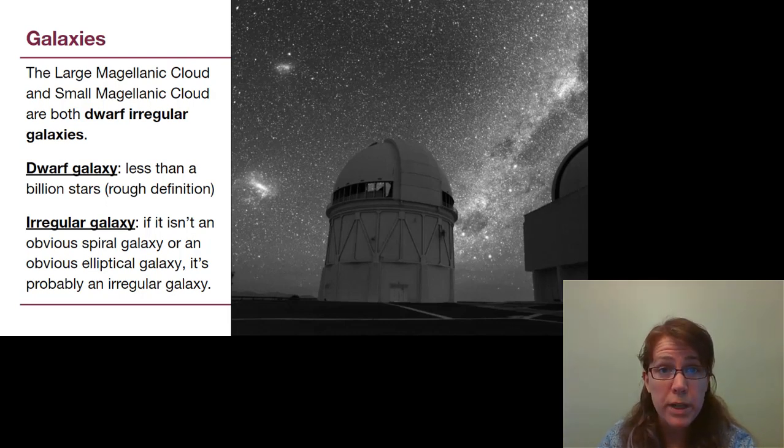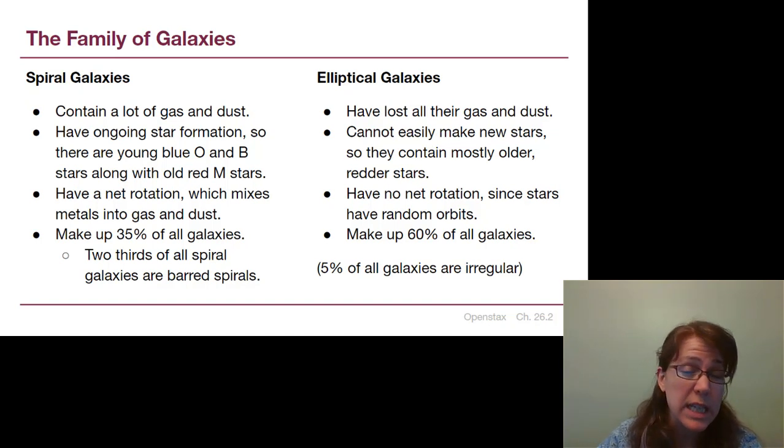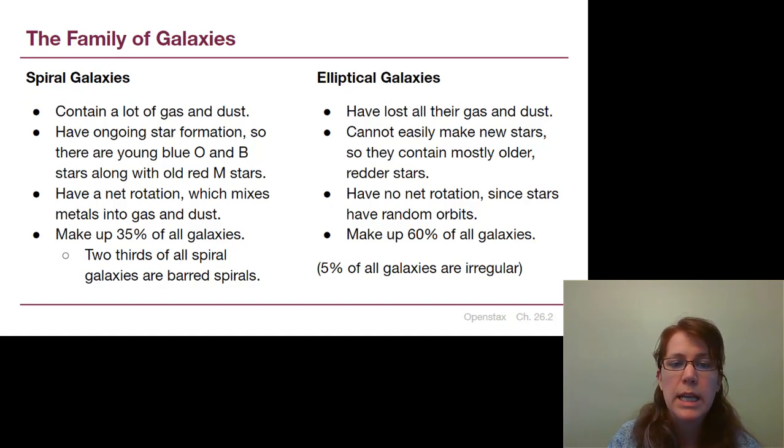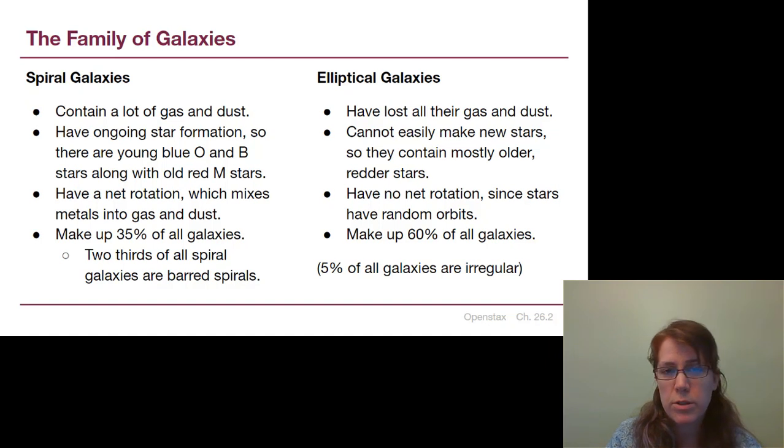Okay, so lots of cool pictures, and what it comes down to is that there's really two main types of galaxies. Spirals have a lot of gas and dust, and we can kind of see it in images. They have ongoing star formation happening in the spiral arm structure. They have a net rotation and a nice flat disk for the most part that mixes metals in. About 1/3 of all galaxies are spirals, and about 2/3 of those spirals are barred, like our Milky Way.